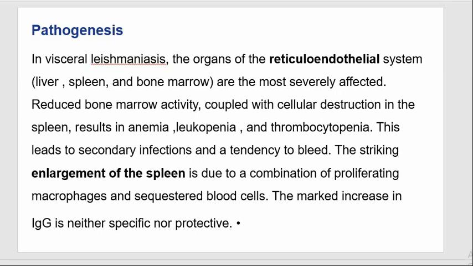The marked increase in the IgG is neither specific nor protective. يمكن أن يكون ال IgG موجود ومرتفع النسبة لكن هو يكون نوع من السبيسيفيك لهذا السبيشيز لكن ما يحمي من الإصابة nor protective.